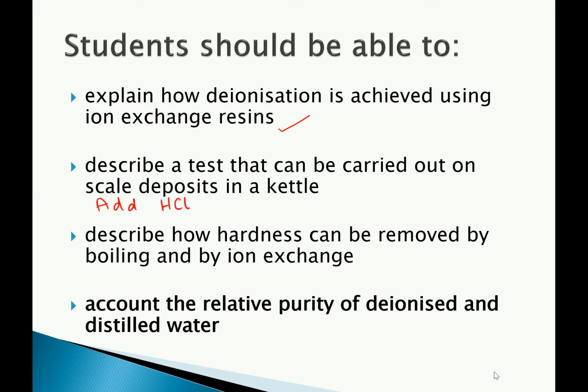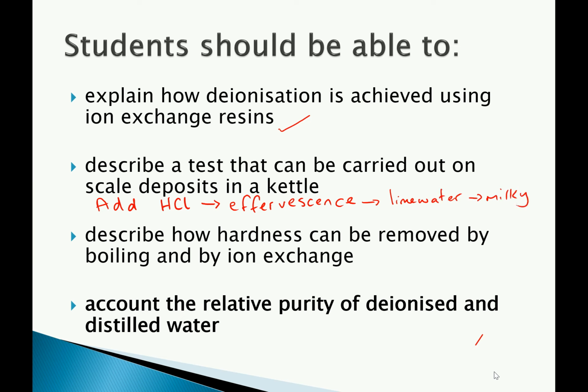HCl, and when acid hits a carbonate, it will fizz. Okay, so we'll get effervescence, or a gas is evolved. And that gas, if it was a carbonate, if it was limescale, should be carbon dioxide. And the way we can test if it's carbon dioxide is bubble it through lime water, and it should go milky. So that's how we test to see if there is a scale deposit in a kettle.